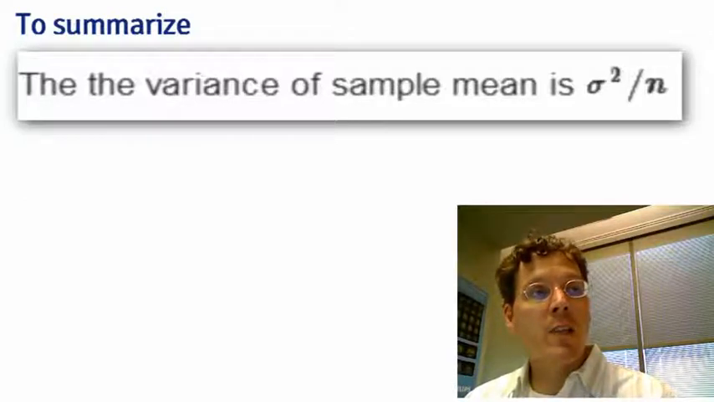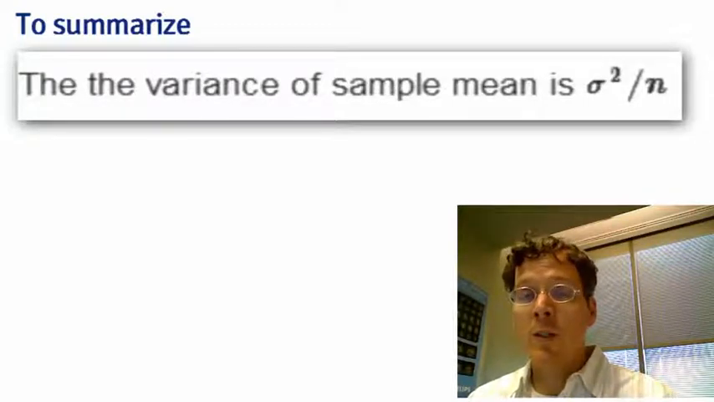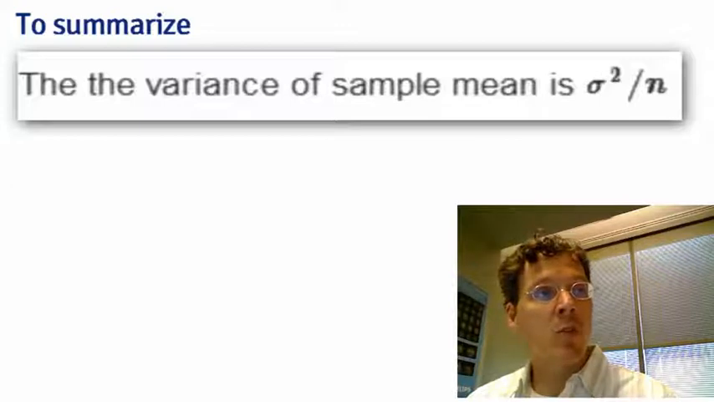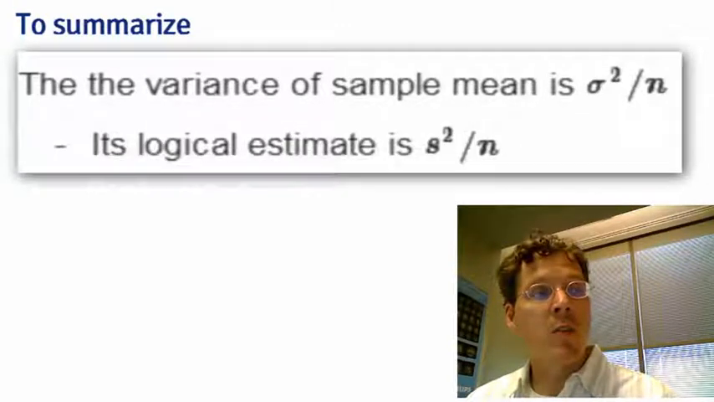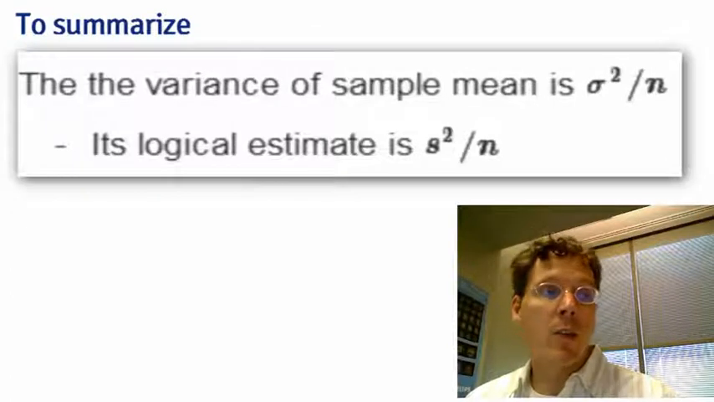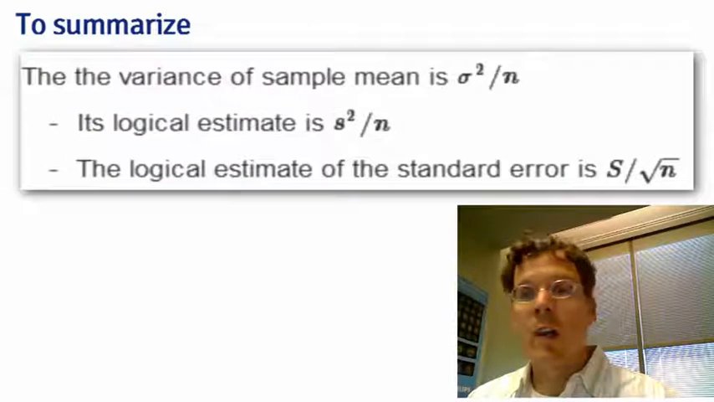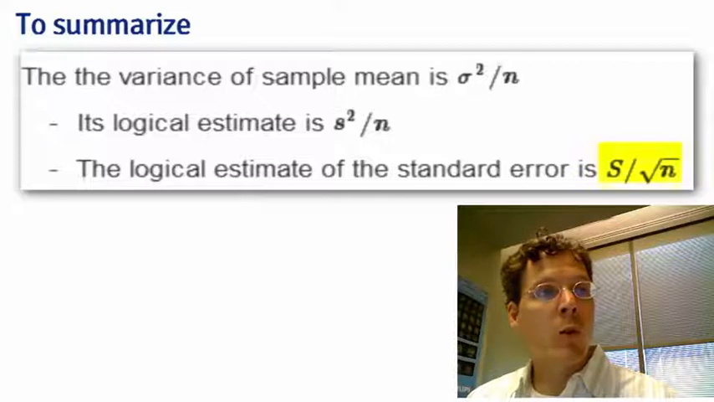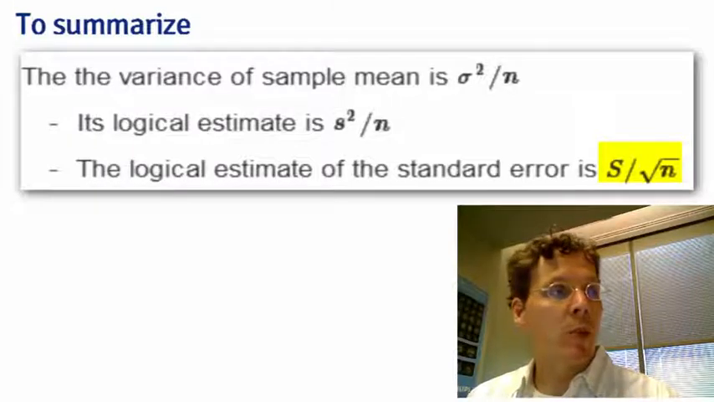Now, in a given data set, we don't have repeated sample means to estimate this, but what we do is we have repeated draws from the original population in order to estimate sigma squared. So the logical estimate of the sample variance of the mean is s squared over n, and thus the logical estimate of the standard error is s over square root n. This quantity right here, s over square root n, is so important it's given its own name, the standard error of the mean, or the sample standard error of the mean.